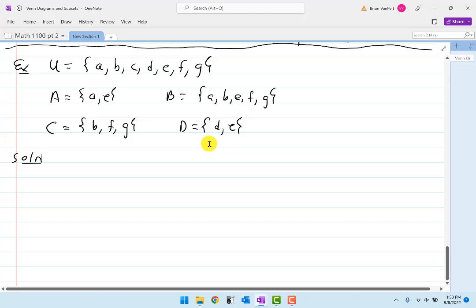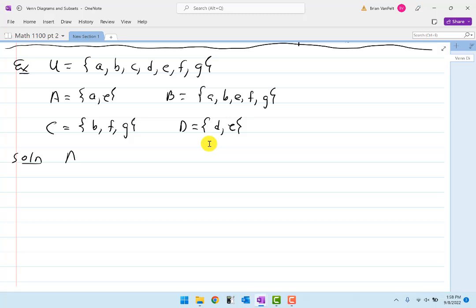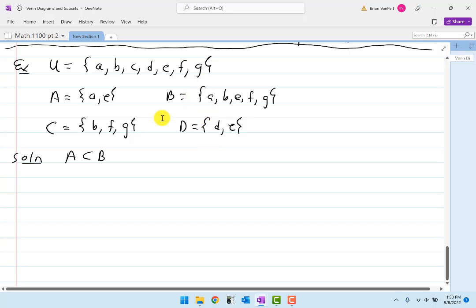So I automatically have that A is a subset of B. And since A doesn't equal B, I can even use proper subset notation. Is A a subset of anything else? If I look at this, it's certainly not going to be a subset of C, and it's certainly not going to be a subset of D.